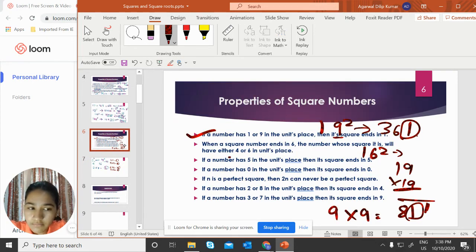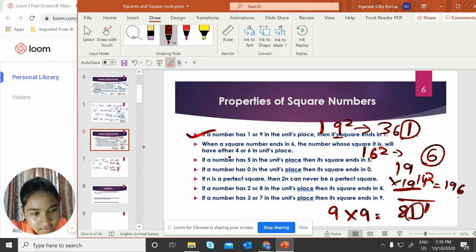So if any number ends with 6 or 4 in its units place, then the answer over here will have 6 in its units place also. If it's 14 square, it is 196. See, 6 in it. It is going to be very helpful when you're going to study long division, estimating, and all sorts of things. Okay, so it's very useful.